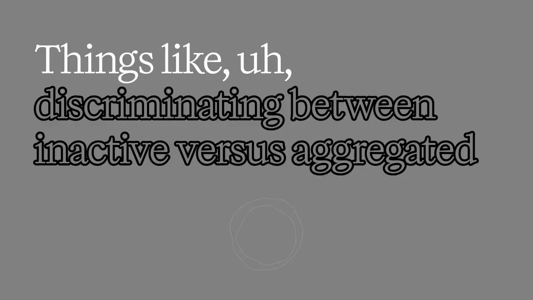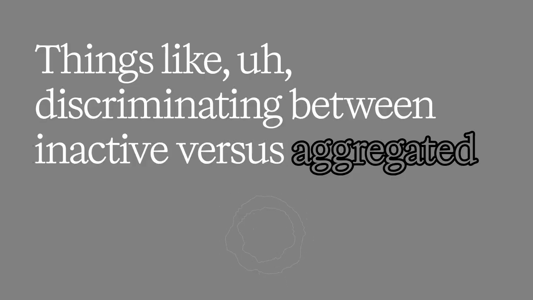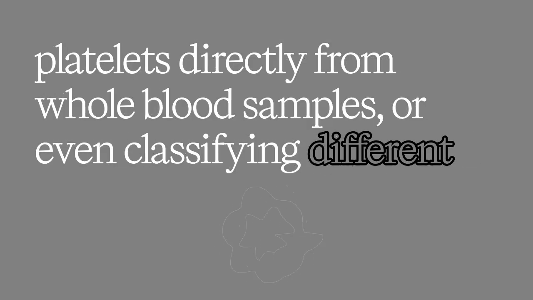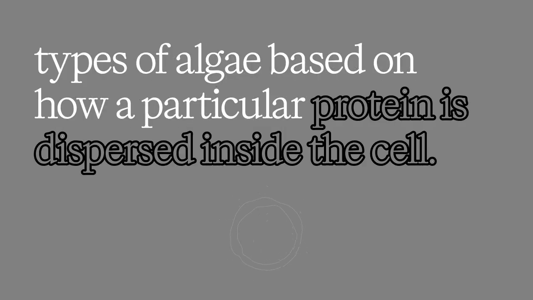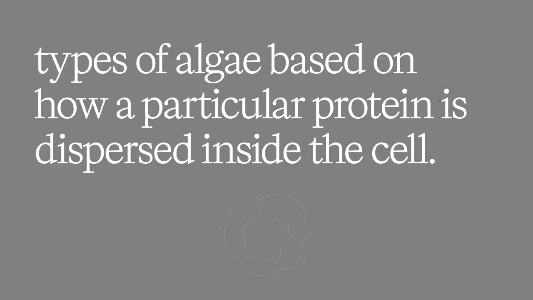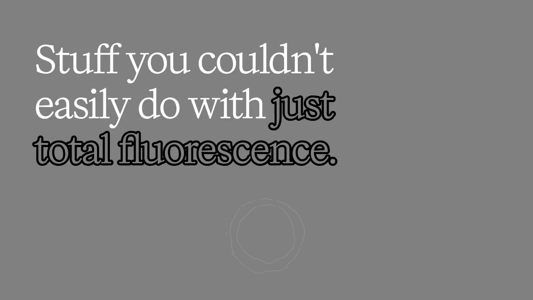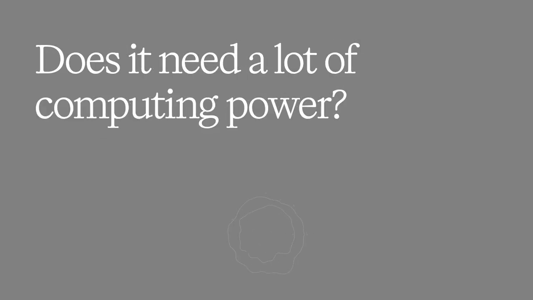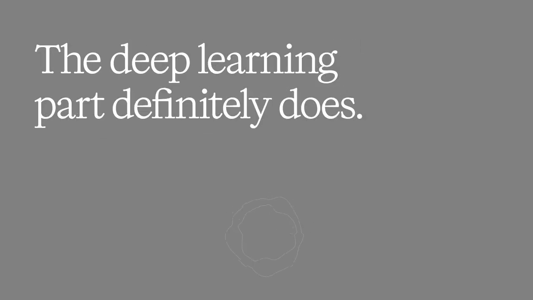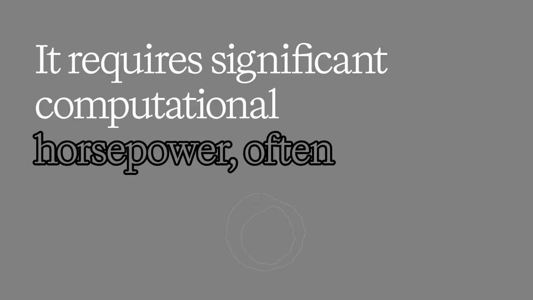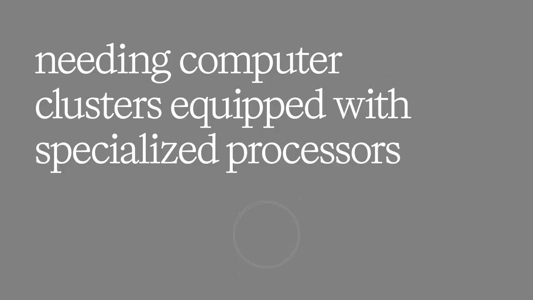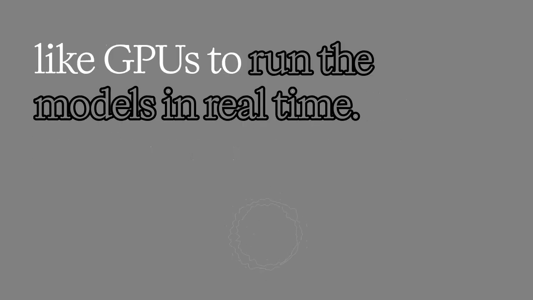Things like discriminating between inactive versus aggregated platelets directly from whole blood samples, or even classifying different types of algae based on how a particular protein is dispersed inside the cell. Stuff you couldn't easily do with just total fluorescence. That's quite specific. Does it need a lot of computing power? The deep learning part definitely does. It requires significant computational horsepower, often needing computer clusters equipped with specialized processors like GPUs to run the models in real time.